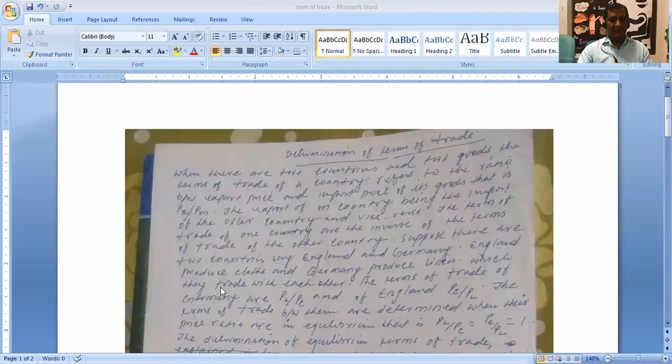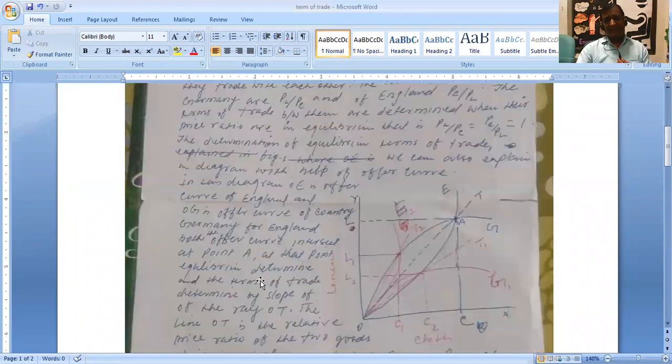Today we discuss the determination of terms of trade, or the measurement of terms of trade. We can measure the terms of trade with the help of the offer curves of two countries.